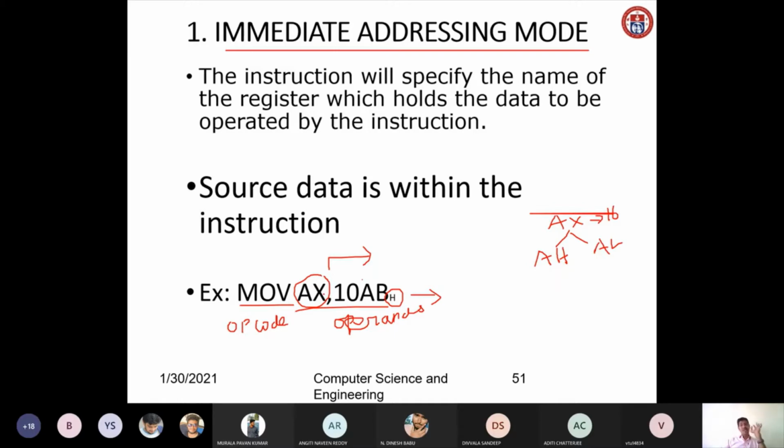So immediate addressing mode means one of the operands is a constant value. Here 10AB is a constant value. It is moved into the accumulator register, that is AX. Here immediate addressing mode means the instruction will specify the data to be operated by the instruction.